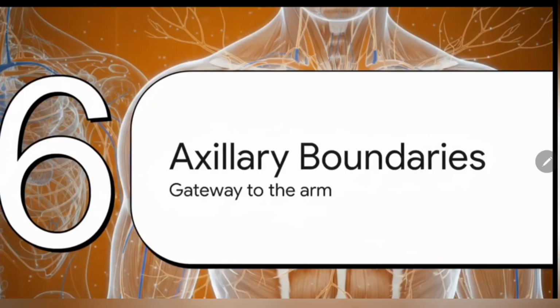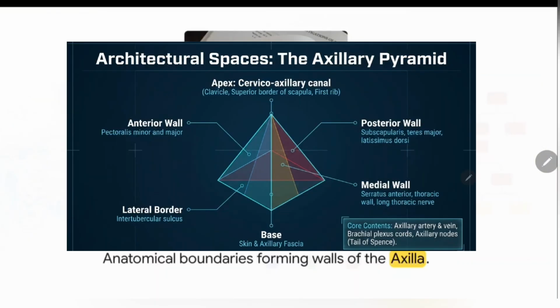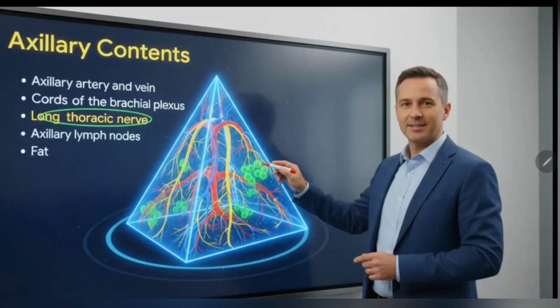Section 6. Boundaries of the axilla, the ultimate gateway to the arm. Finally, our last anatomical region for today, the grand gateway from your neck straight down to your upper limb. I want you to mentally trace this 3D pyramid shape. The axilla isn't just an armpit, guys. It's a geometric space. The apex is the cervico-axillary canal right at the top near the clavicle and first rib. The base is the skin, and it has 4 distinct walls: anterior formed by the pectoral muscles, posterior formed by the subscapularis and lats, medial formed by the serratus anterior and ribs, and a very narrow lateral border right at the bicipital groove.